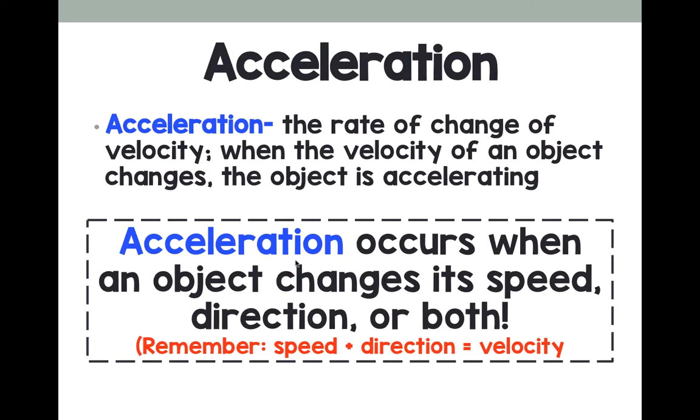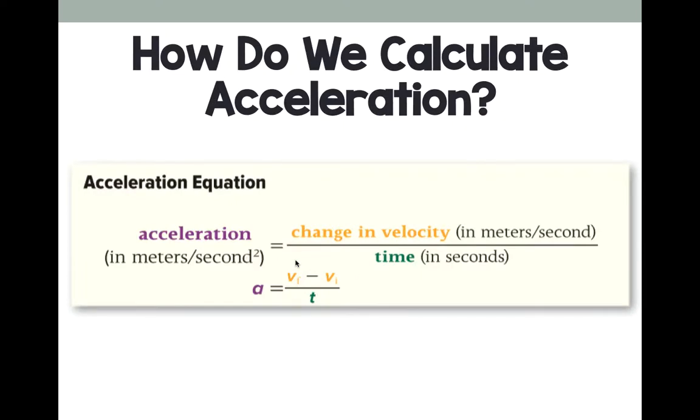So how exactly do we solve for an object's acceleration? We have a formula. This is how we calculate acceleration. I really highly recommend you write out this entire equation. So we have acceleration on the left side, and the unit is generally meters per second. And you'll also notice there is a squared here. I'm going to talk about that in a second. But this is the unit for acceleration.